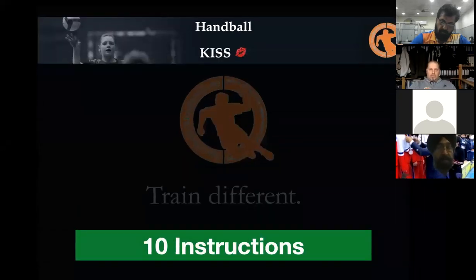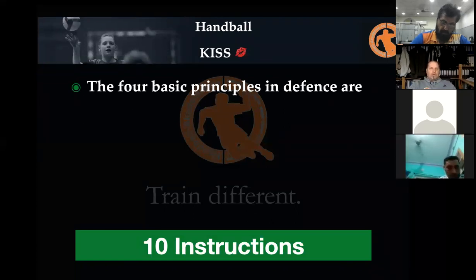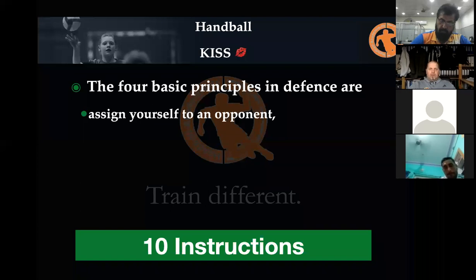Now, in the next instruction, instruction number 4, we came to the 4 basic principles in defense. And we saw that there are 4 very simple basic principles. First is always find your personal opponent, no matter whether it is a man-to-man defense or a zone defense. In your position, find your opponent, or in man-to-man defense, find your personal opponent.